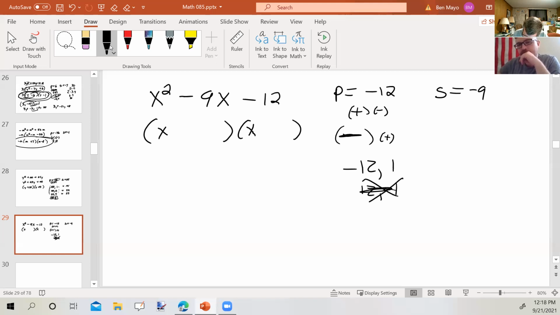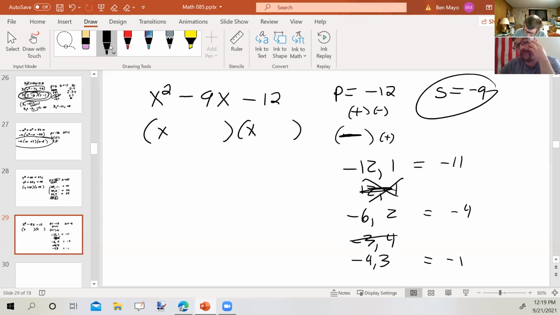So let's see. Negative 12 and 1, negative 6 and 2, negative 3 and 4. Oh, wait a minute. That couldn't work. I'm cutting it in half and doubling it, because the bigger one has to be negative, but I could make negative 4 and 3, right? Okay. Well, let's see. What would this sum be? This would be negative 11. This would be negative 4, and this would be negative 1. But the number I'm looking for is right in there, isn't it?